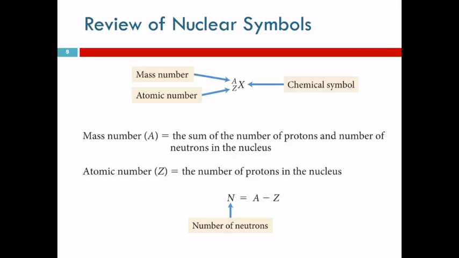First we need to review nuclear symbols. We learned this earlier, but you may have forgotten it. This is a nuclear symbol. The X represents the chemical symbol. The A represents the mass number. The mass number is the number of protons and neutrons found in the nucleus of that atom. And down below is the atomic number, and that's the number of protons. Different isotopes will have different numbers of neutrons.